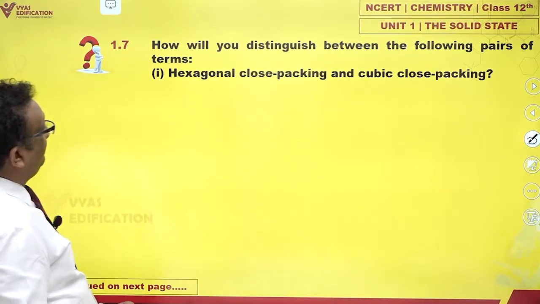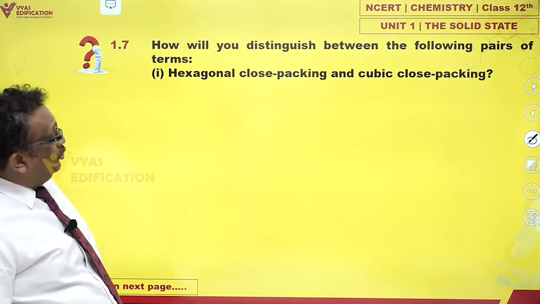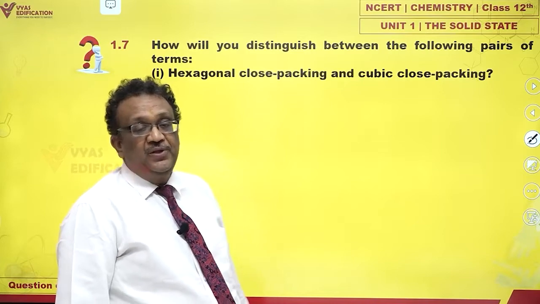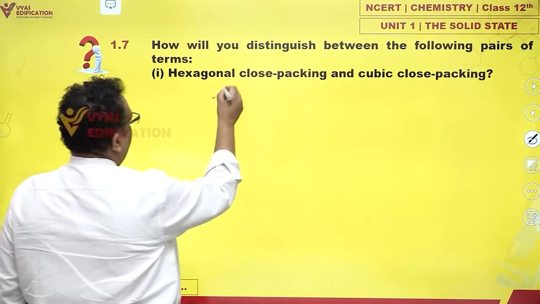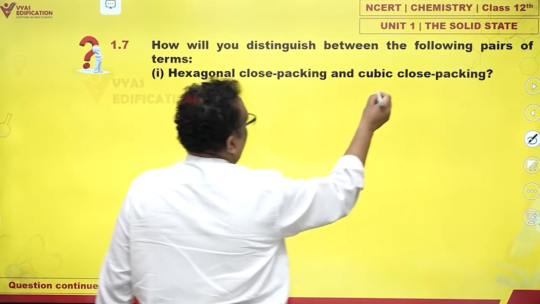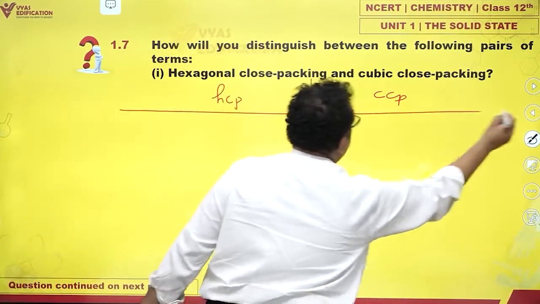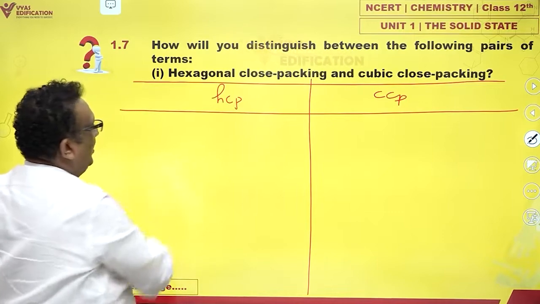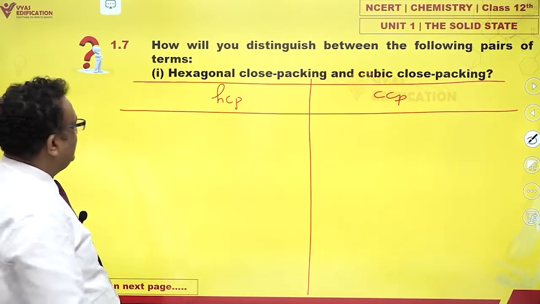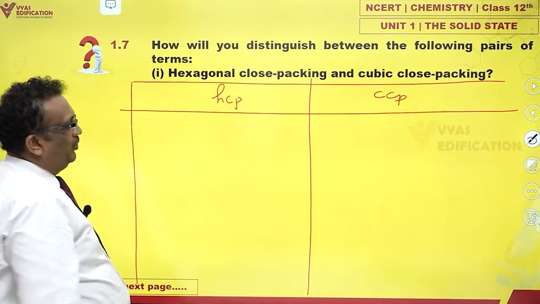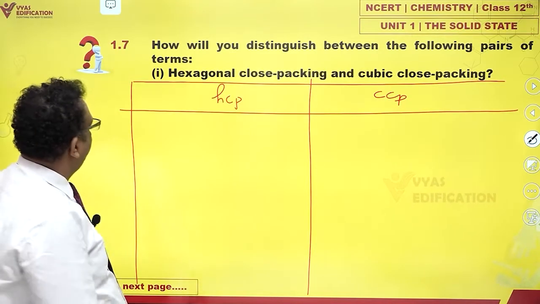Explain how would you compare between hexagonal close packing and cubic close packing. We are supposed to compare HCP with CCP. And whenever you're asked to compare, usually it's a 2-mark question. So you are expected to give at least 4 points. Not more than exactly 4 points. Don't give more, otherwise they'll cut marks.